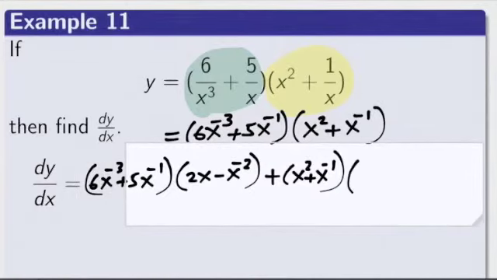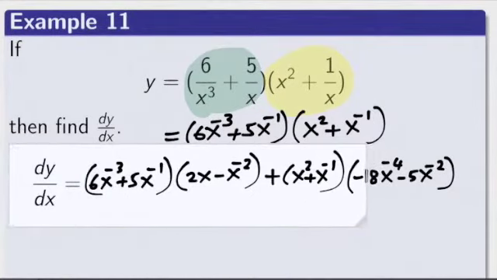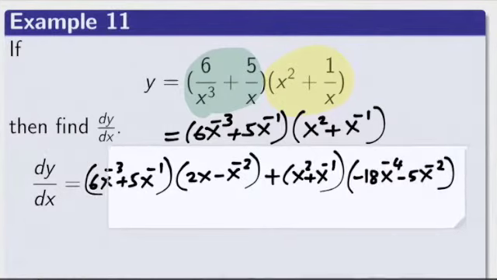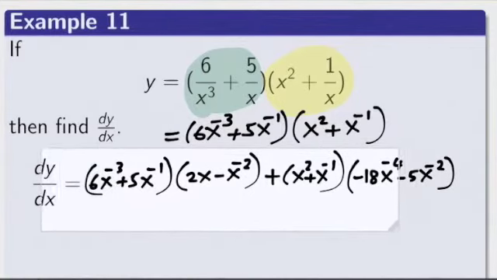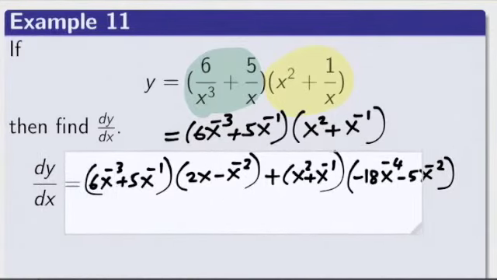So the derivative of 6x raised to the power minus 3: we drop the minus 3 to the front, so you'll have minus 3 times 6, which is minus 18 x. Subtract 1 from minus 3, so you have minus 4. Derivative of 5x to the minus 1 is minus 5x raised to the power minus 2. So here we have applied the product rule to obtain the derivative of y with respect to x. Again, this expression on the right hand side can be simplified if we expand the brackets and group the like terms, which is left as an exercise for you to complete.